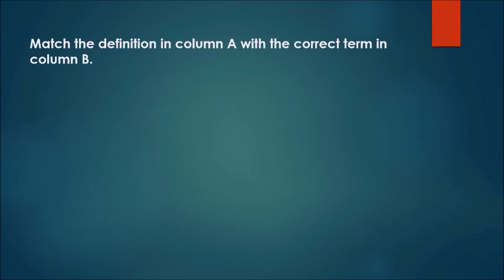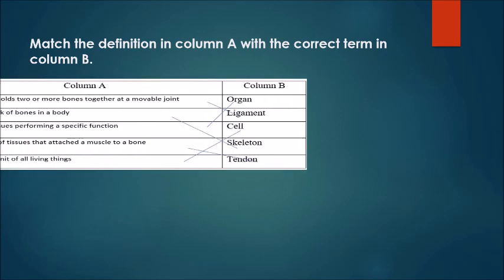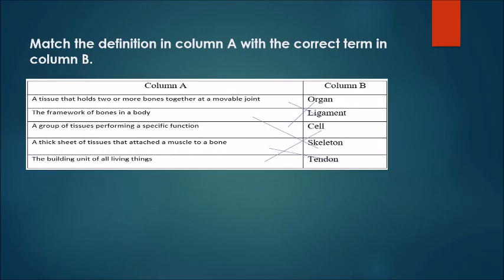Match the definition in column A with the correct term in column B. A tissue that holds 2 or more bones together at a movable joint. Ligament is the answer. Framework of bones in a body. Skeleton is the answer. Group of tissues performing a specific function. Organ is the answer. Thick sheet of tissue that attaches a muscle to a bone. Tendon is the answer. Building unit of all living things. Cell is the answer.